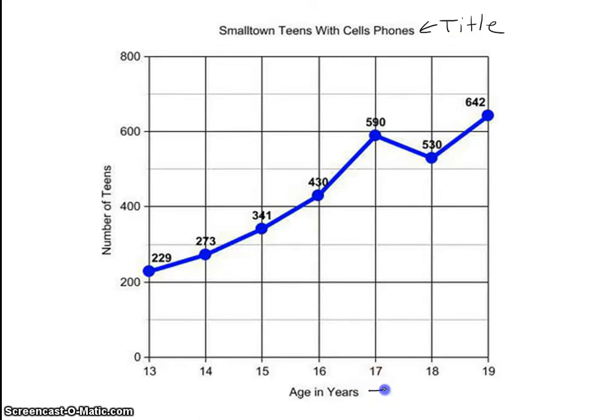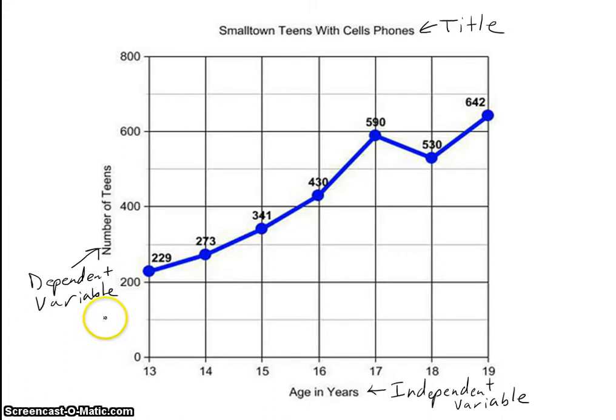It has a horizontal axis. The horizontal axis is always the independent variable. And a vertical axis. The vertical axis is always the dependent variable. The dependent variable in this case is the number of teens, and the independent variable is their age in years.